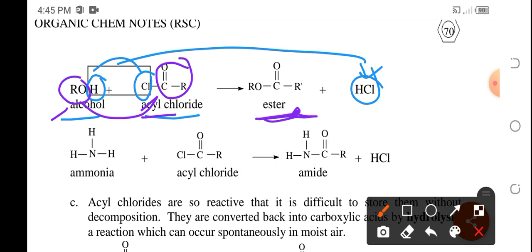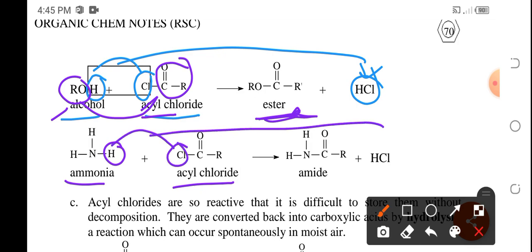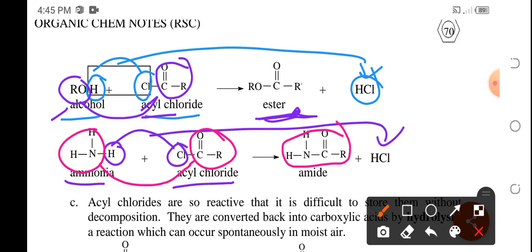Ammonia also could react with acyl chloride. So the mechanism is still that the hydrogen and the chlorine will react together to form hydrochloric acid, and then this part of the ammonia and this part of the acyl chloride will also form a bond to produce an amide. Again, amide, just like the ester, will be discussed in the next chapter.